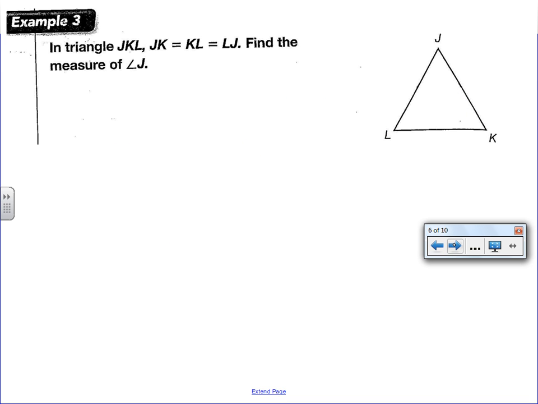In triangle JKL, JK equals KL equals LJ. Find the measure of J. So we know here that these are all equal. We know that JK equals KL, which equals LJ. Well, if all of the sides are equal, that means that all of the angles have to be equal too. So I have three angles that are all the same. That means that I have three times something as their measure, and those three angles have to always equal 180 degrees.